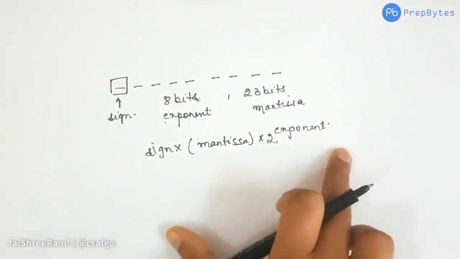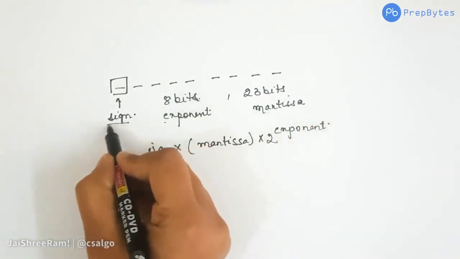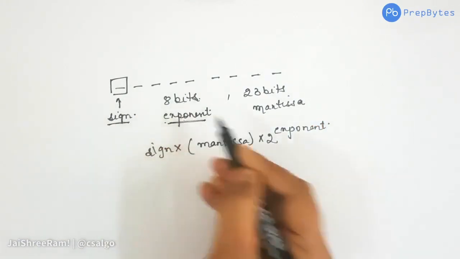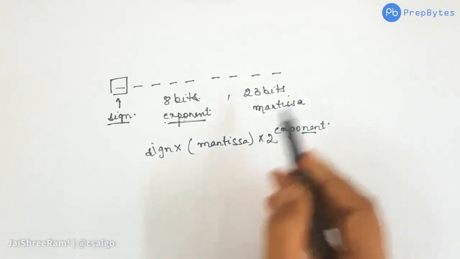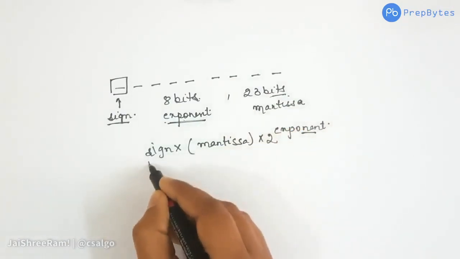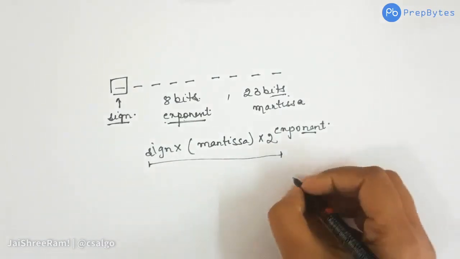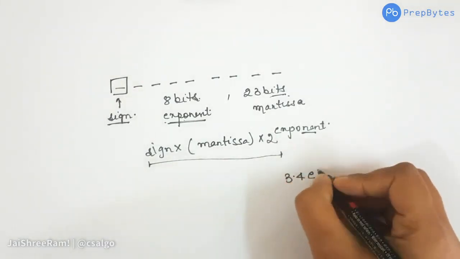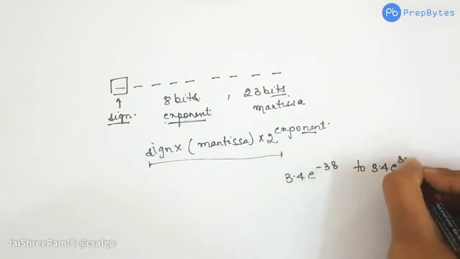So this is how the range of numbers is decided in case of float. I'll repeat, we have 1 bit for sign, 8 bits for exponent, and what is exponent? This is the number that is going to be before the decimal, and this decides the number of digits that is going to be after the decimal, and if we multiply these three, we get a floating point number. So if I talk about the range of a floating point number, in case of float, it is 3.4e-38 to 3.4e38.